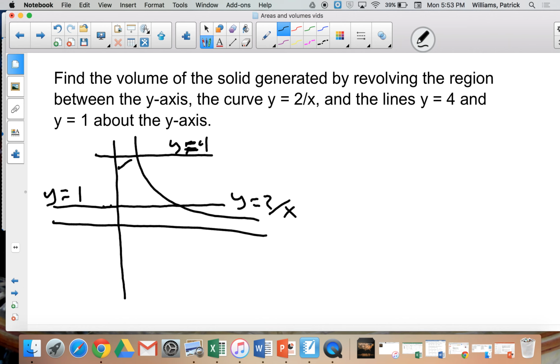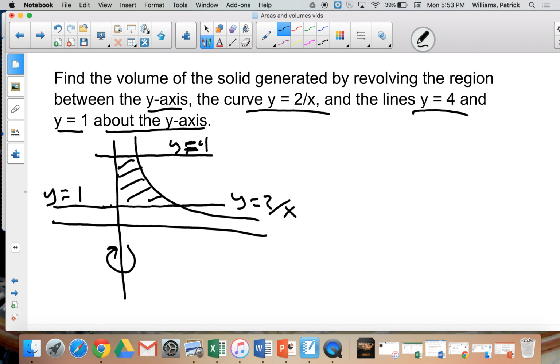So the region we're talking about is this one, because again, remember it says it's bounded between this curve, the y-axis, and then these two lines. So that's that region we're talking about here. Now it says we're rotating it about the y-axis. So our axis of rotation is going to be like this. And so notice the axis of rotation is not only parallel to the y-axis, it is the y-axis.